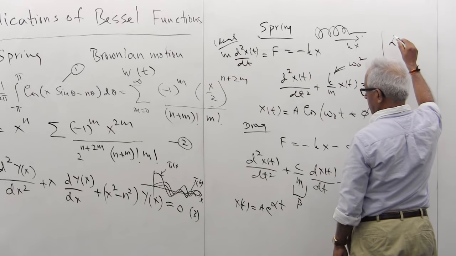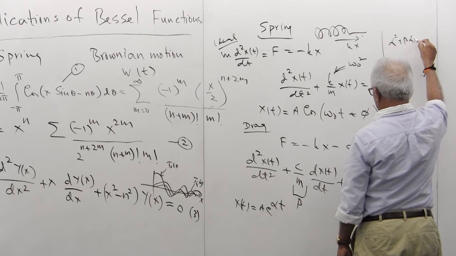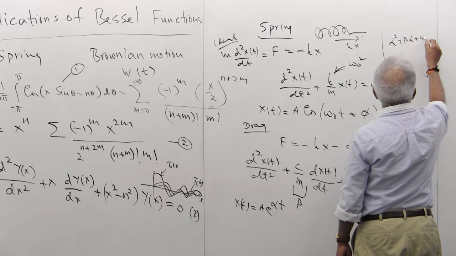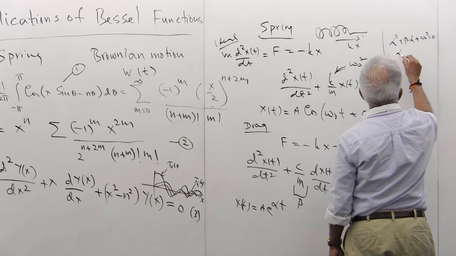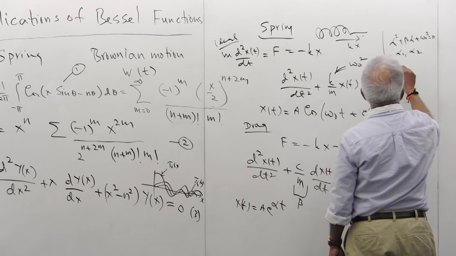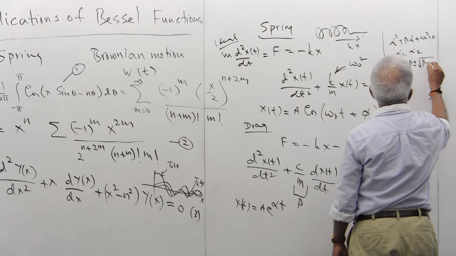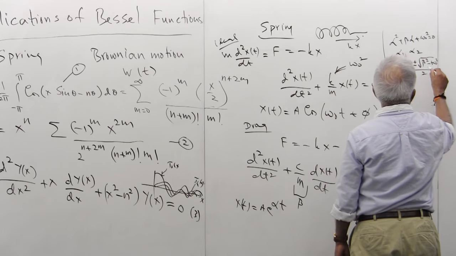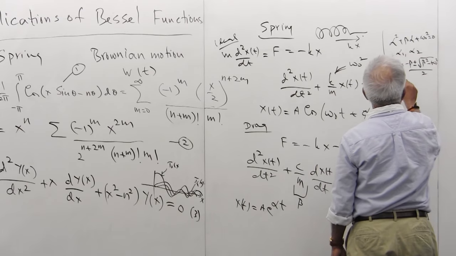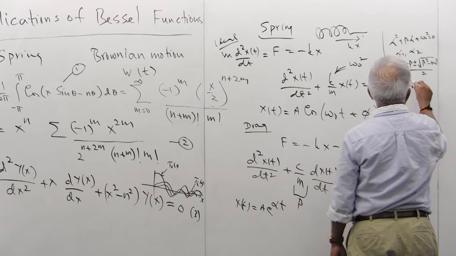Alpha squared plus beta alpha plus omega 0 squared should be 0. So there are two roots, alpha 1 and alpha 2, given by minus beta plus or minus the square root of beta squared minus 4 omega 0 squared, divided by 2. So the quantity that matters is the discriminant, beta squared minus 4 omega 0 squared.